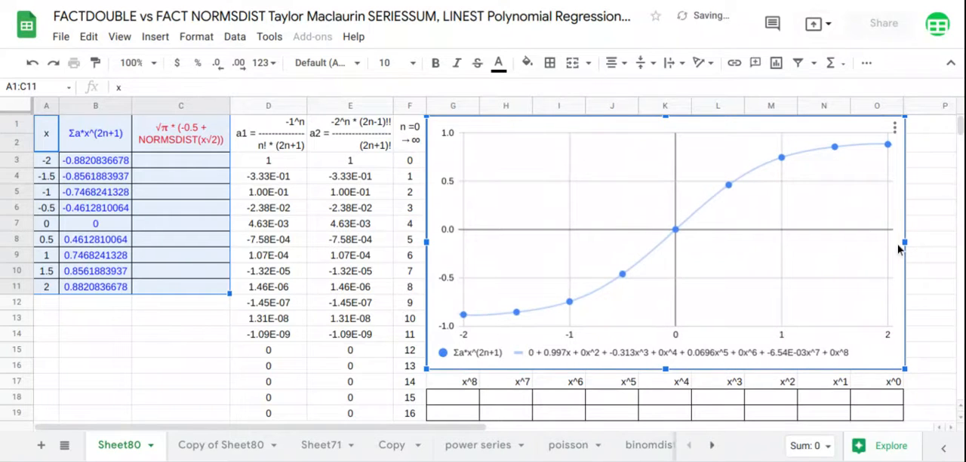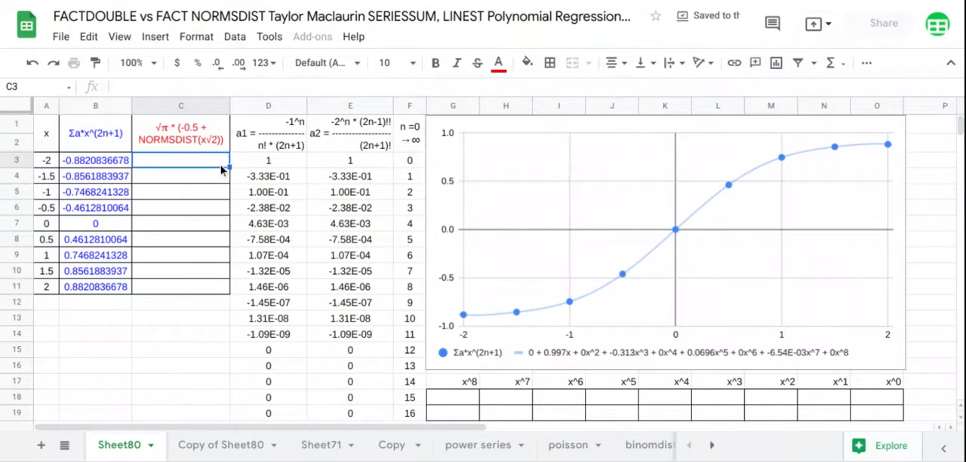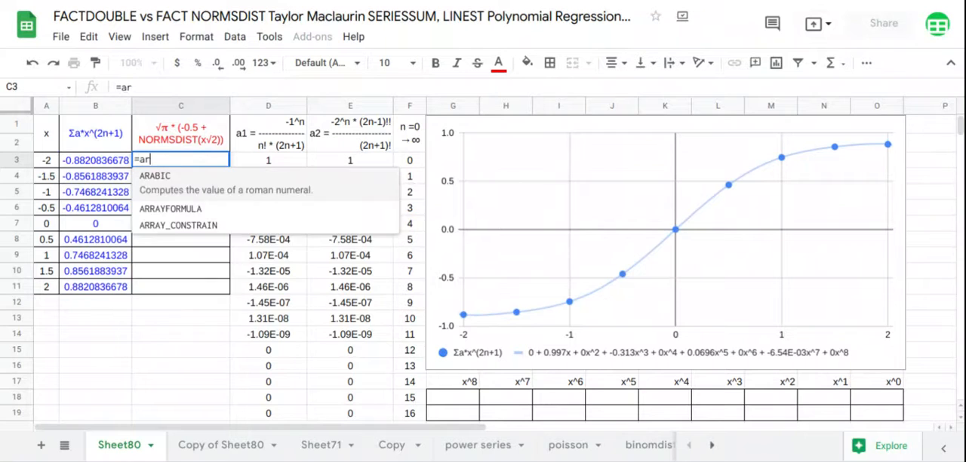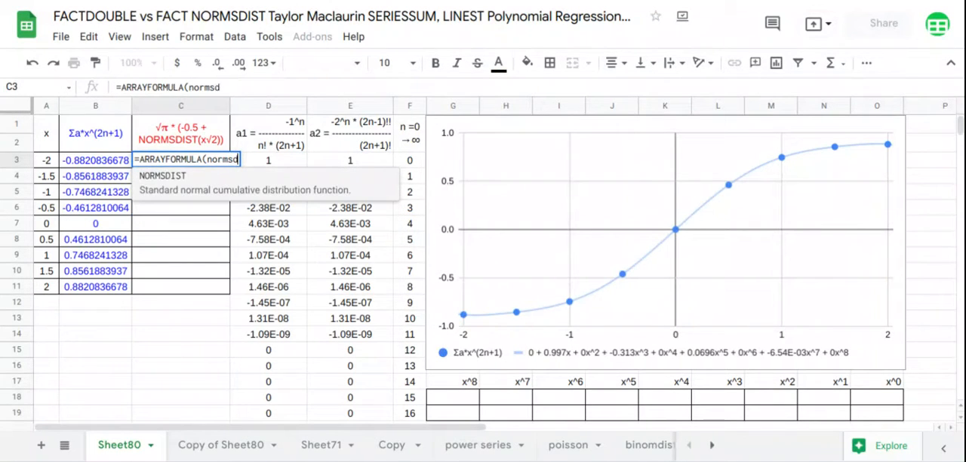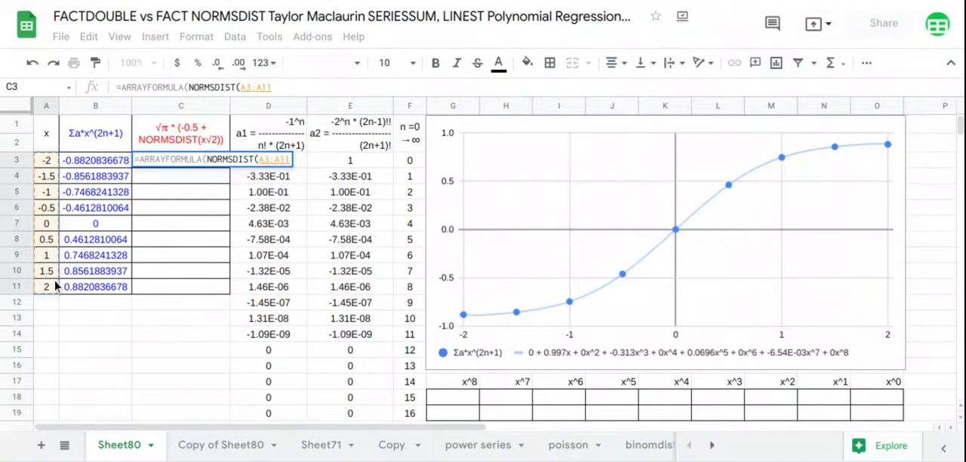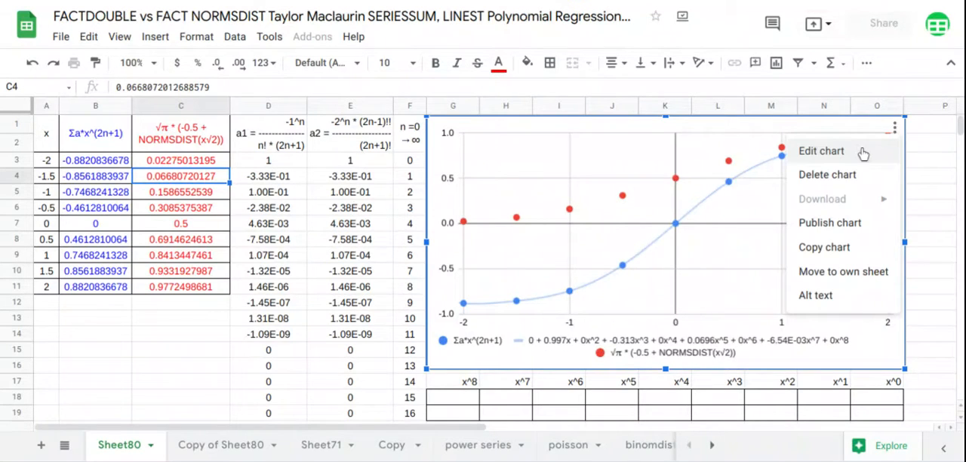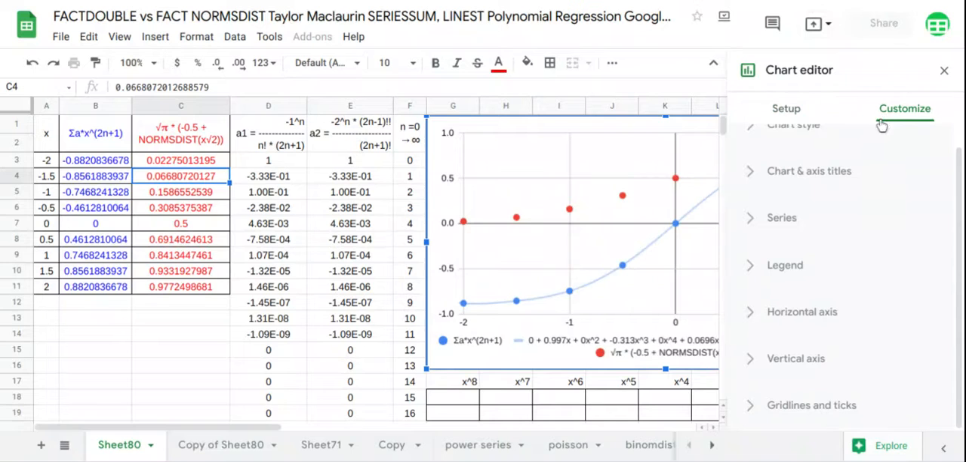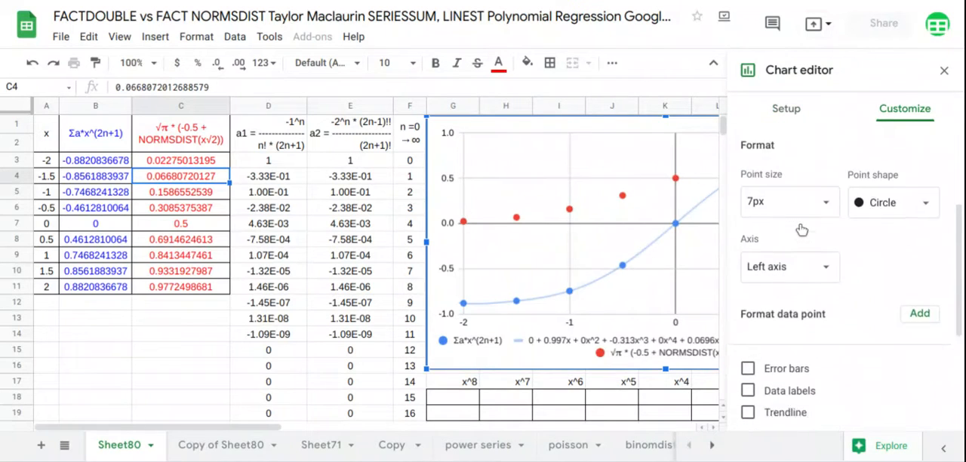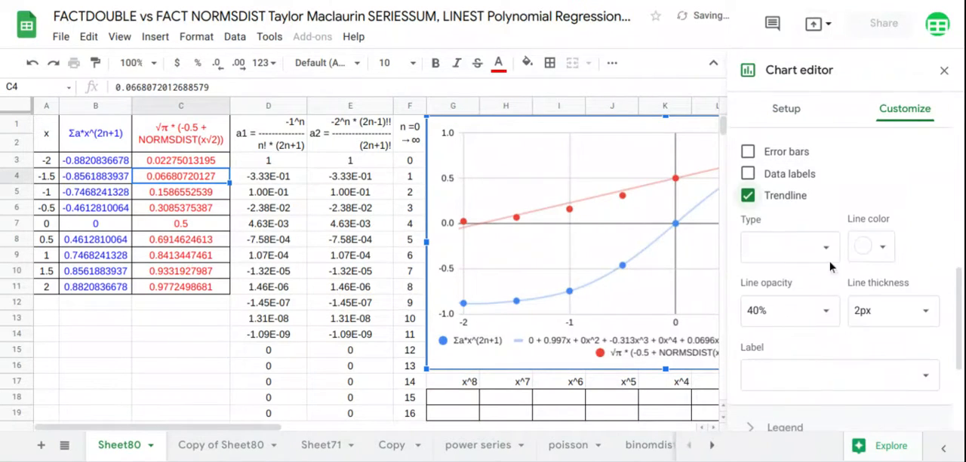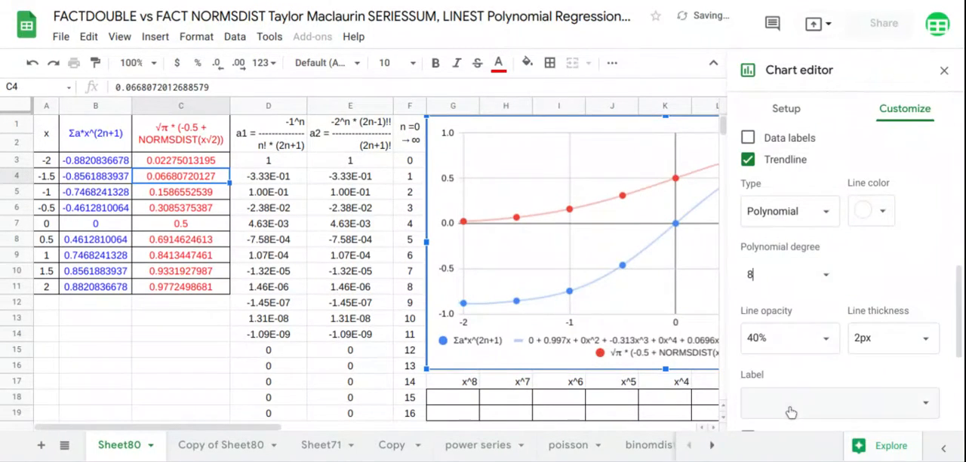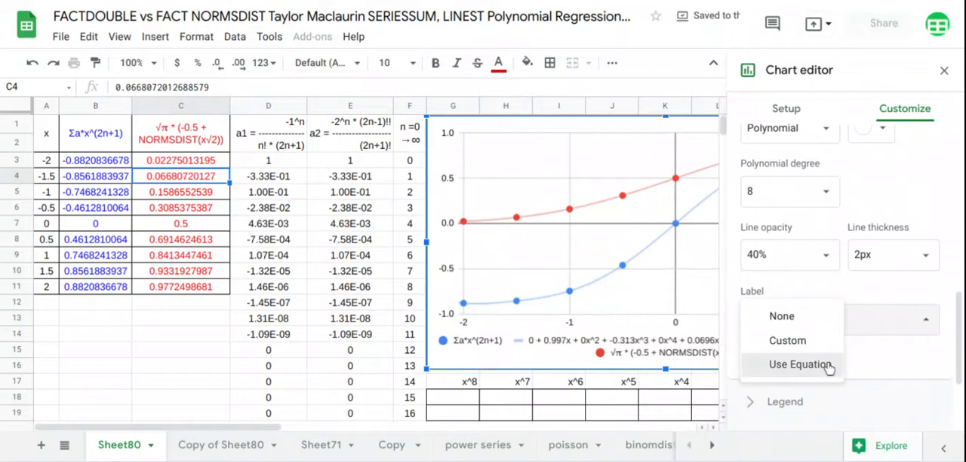Now we continue with the NORMSDIST formula. Start with the NORMSDIST function. Array formula, NORMSDIST of the x values. That's for now. We don't have the polynomial, so we edit the chart. Edit, customize, series, trend line, polynomial to the 8th degree. Use the equation as label.